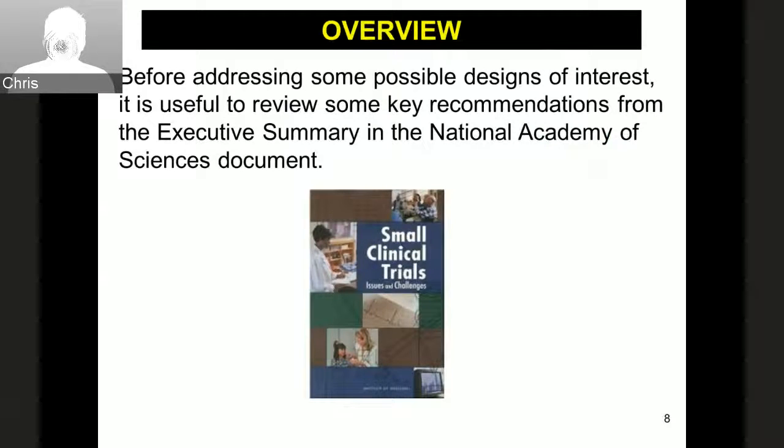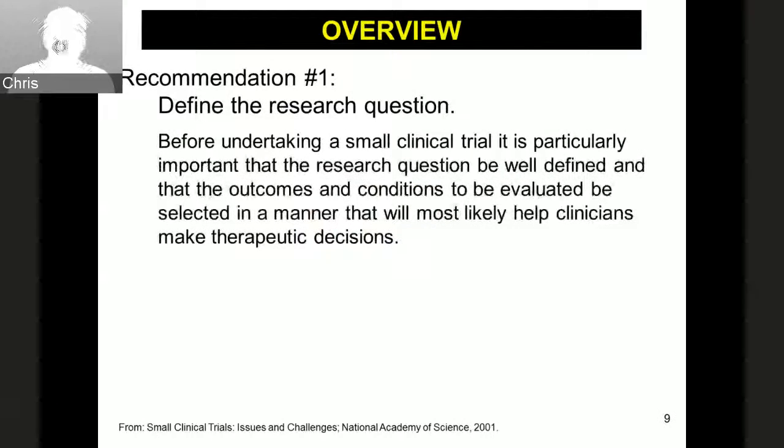So one of the things I want to pause for a moment and look at is a document that came out, I think, about 10 or 15 years old now, by a committee of the National Academy of Sciences, which prepared an executive summary on small clinical trials, issues and challenges. I think it's important to look at some of the key recommendations from that. Next slide. The first recommendation that came from that was to define the research question.